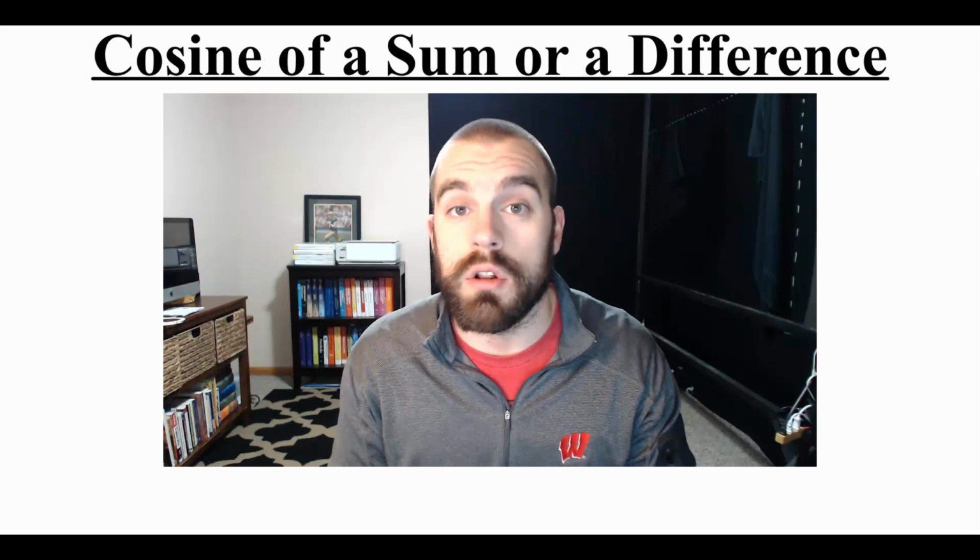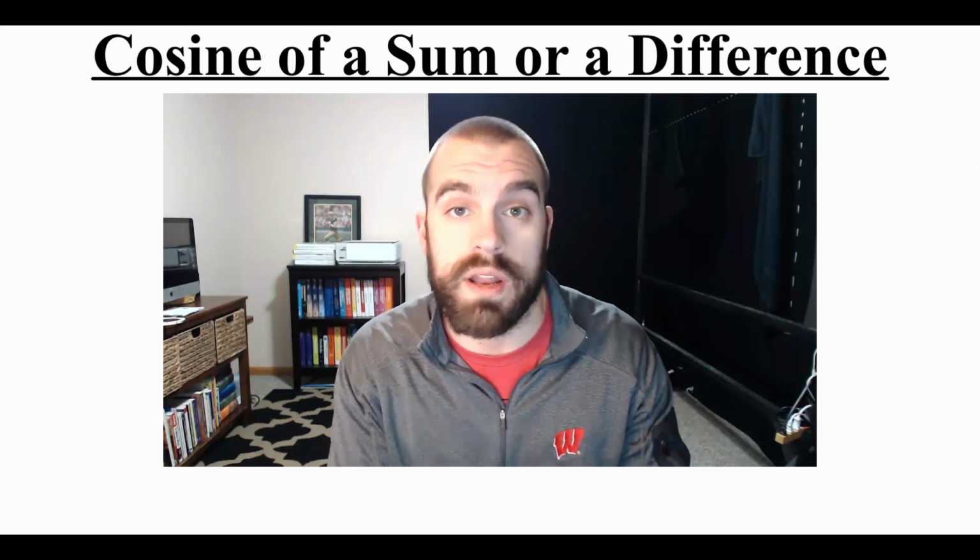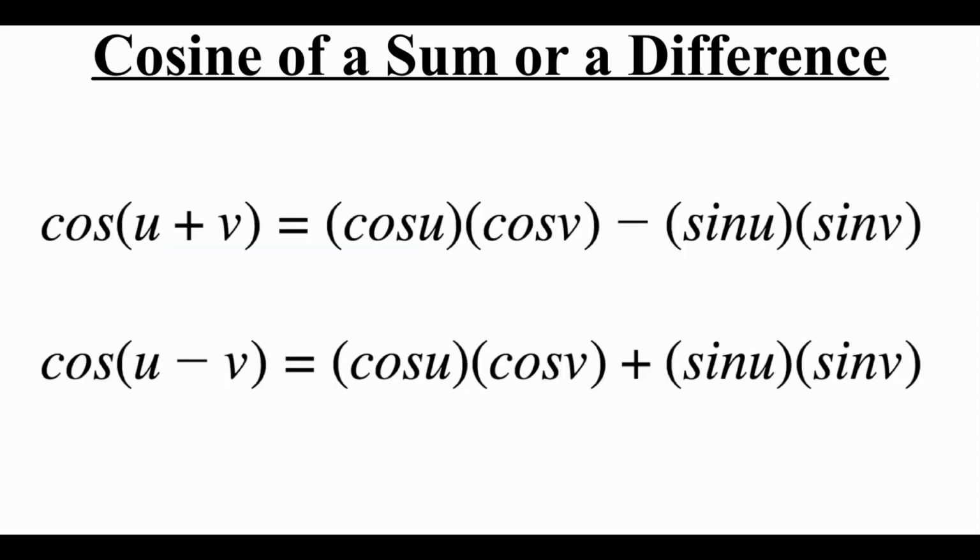In this video, we're going to look at a cosine of a sum or a difference. Now, when we're doing trig with angles, not every angle can be evaluated using our unit circle, but sometimes we can use our unit circle in a little bit of a different way to help us out. So we're going to look at cosine sum and difference formulas here.